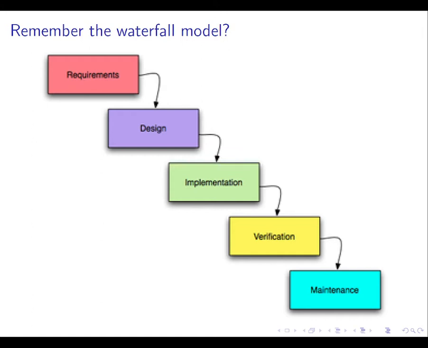Remember, that's the have-we-built-the-system-right part of the verification and validation process. So that's where you say, I'm going to run some tests on the system, having written the tests with reference to the requirements and then running them against the implementation. And after your verification is done, then you hand it over to maintenance.